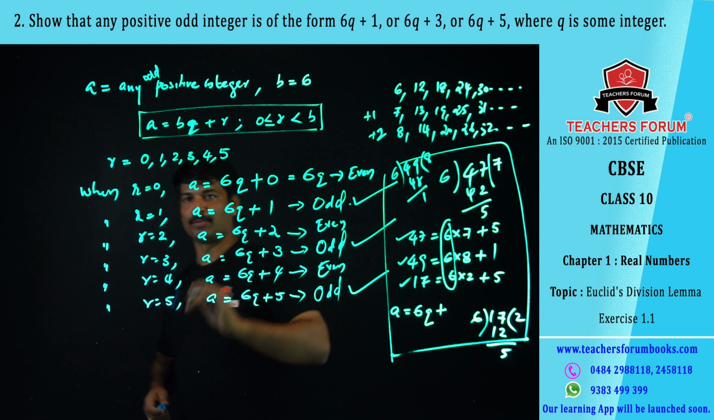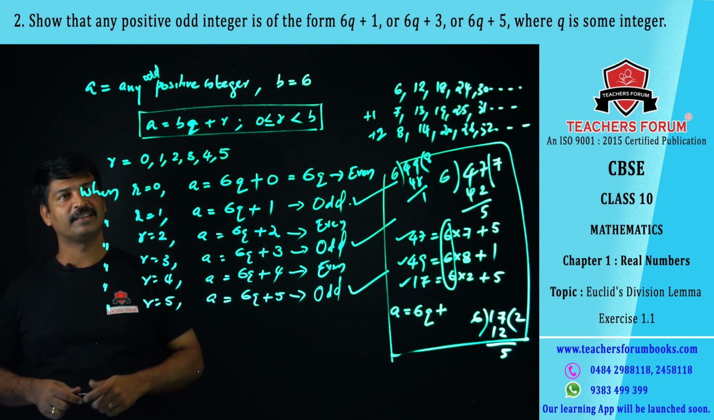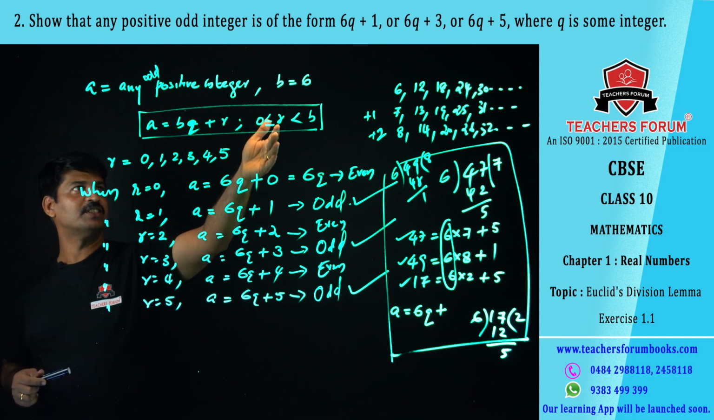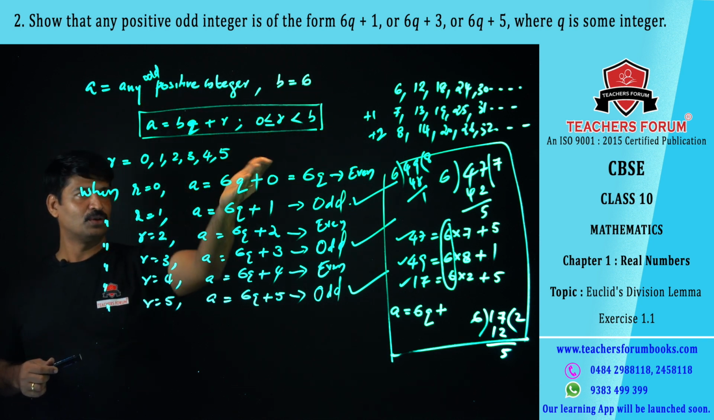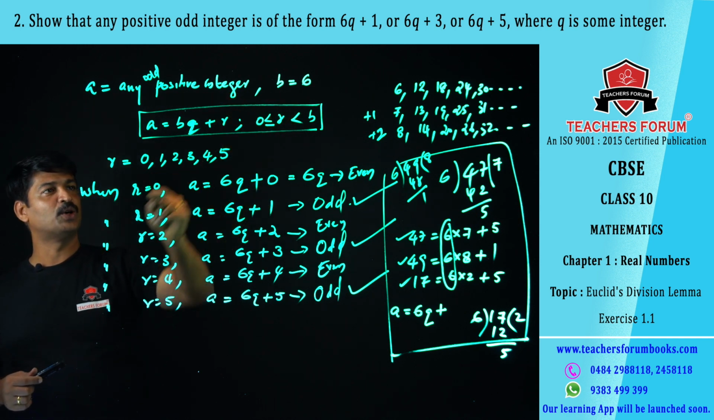Okay, actually this is the problem. According to division lemma, A is equal to BQ plus R. Here, A is any odd positive integer, B is 6. So, when B is 6, the possible values of R are 0, 1, 2, 3, 4, 5.